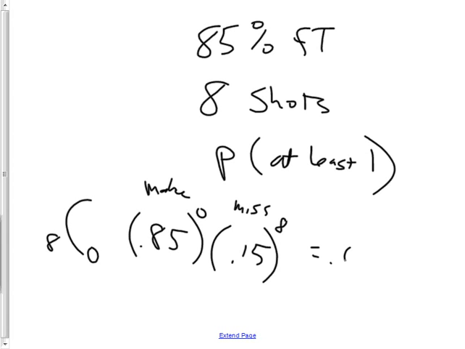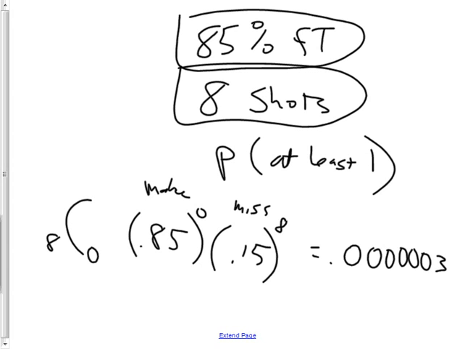Okay, so this one comes out to 0.00. What did it come out to? 4 zeros? 6 zeros? And then what? 2, 6, so I'll round that to a 3. And you take 1 minus that, so obviously there's like a 99.999% chance that he's going to make at least 1. And that makes sense. You're an 85% free throw shooter and you get 8 shots. You're going to make at least 1. A very, very high probability that you're going to make at least 1.